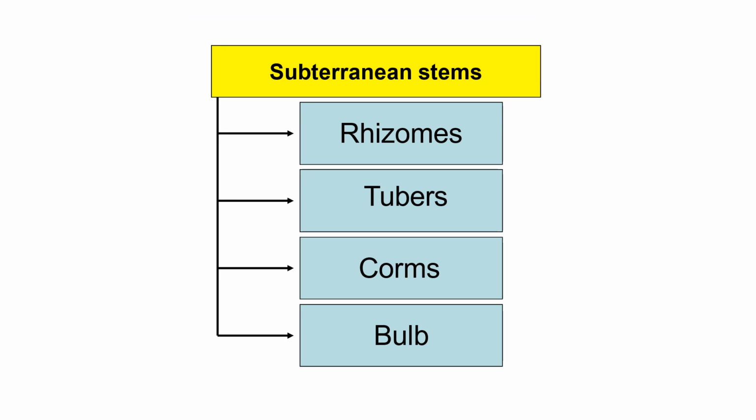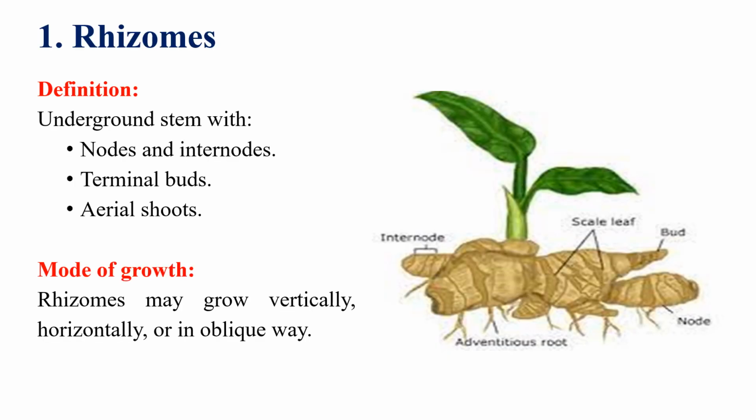There are several types of subterranean stems, including rhizomes, tubers, corms, and bulbs. We will start with the rhizome. This is the typical subterranean stem, which has nodes and internodes, terminal buds, and aerial shoots, as well as adventitious roots downward. It can grow in any direction in the soil, maybe vertical, horizontal, or oblique.